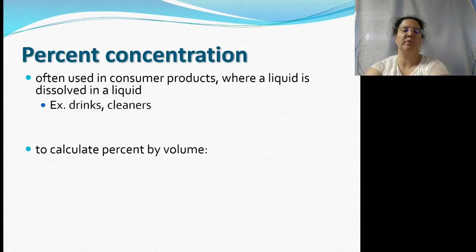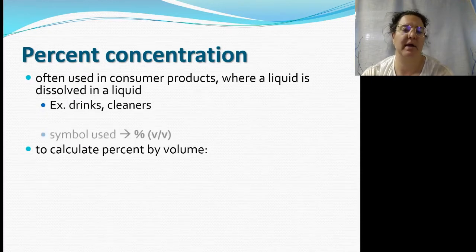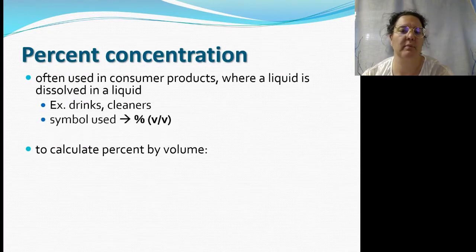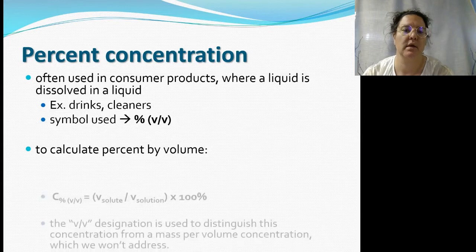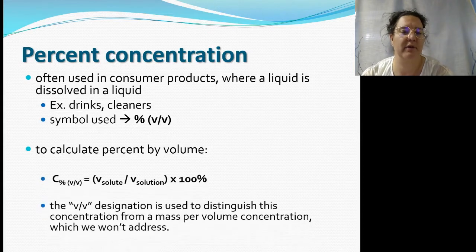So often in consumer products, where liquids are dissolved in a liquid, such as drinks and cleaners, we calculate the percent by volume. So the symbol percent, comma, V by V is used to delineate that. To calculate percent by volume, we take the volume of the solute, divide it by the solution, and multiply it by 100 to get a percent.